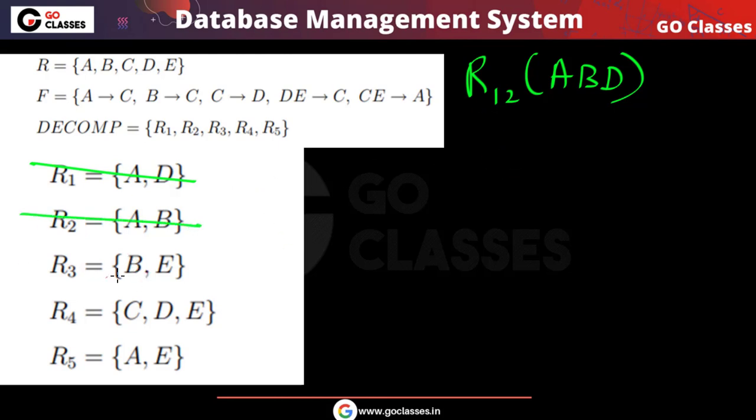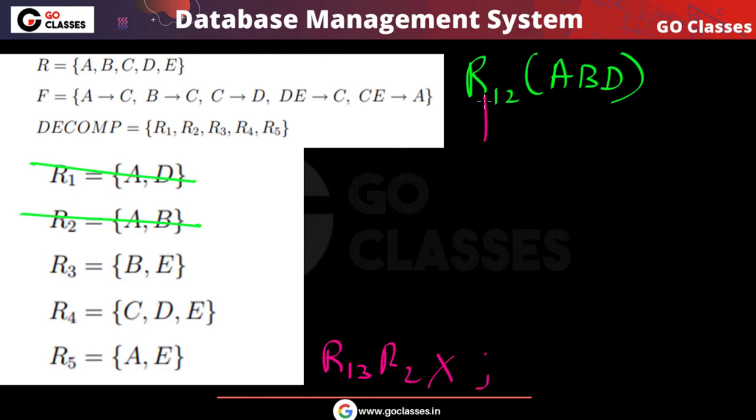And we already know that R3 R4 we cannot combine. R3 R5 we cannot combine. R5 R4 we cannot combine together. Now let me check, can I combine this R12 with R3? There is no common attribute, you can notice. So we cannot combine this R12 with R3.